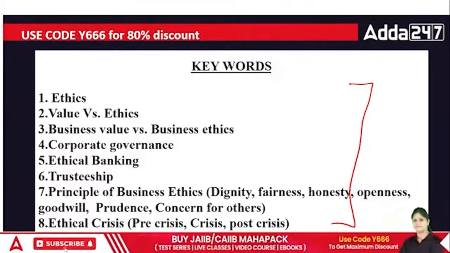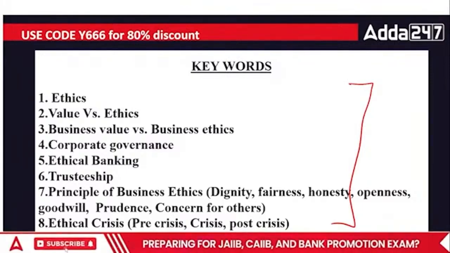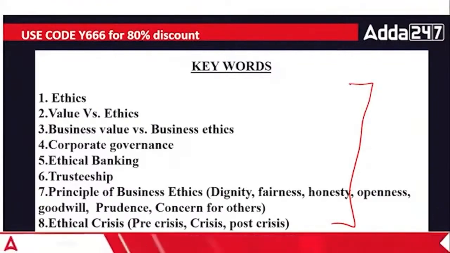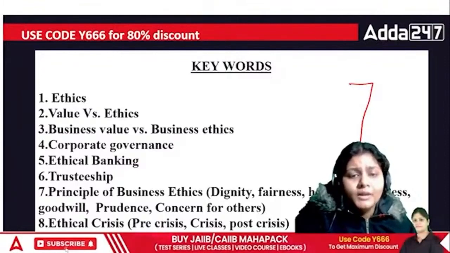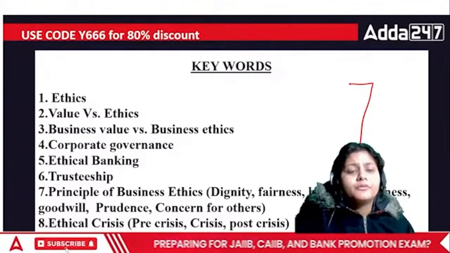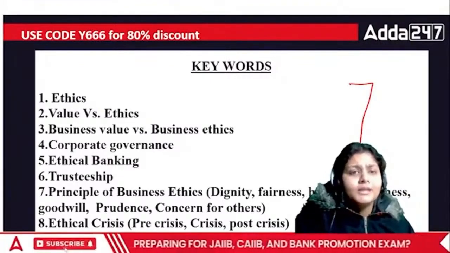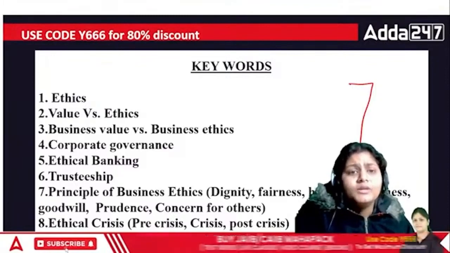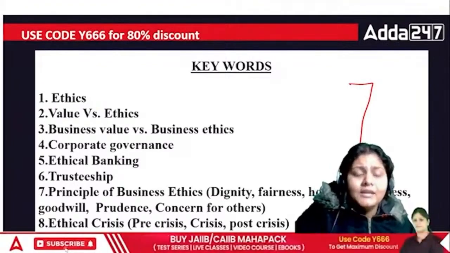But values are something else. Values are different from ethics. Values are your belief, your fundamental belief, which will guide you and motivate your action. So values can differ from person to person, but ethics are universally correct. If something is correct for you, then that is good for me also. So ethics are the universal concept, while values are the basic belief, which will guide or motivate your action.